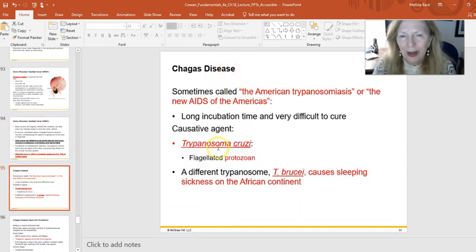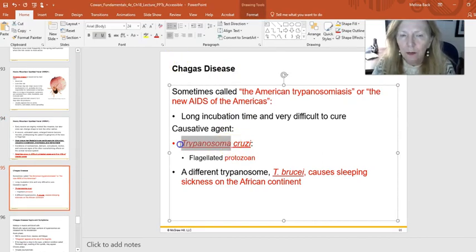Chagas disease, Chagas and African sleeping sickness, these are caused from the genus Trypanosoma. Trypanosoma is a protozoa. When we think about Chagas disease, this is often called the new AIDS of the Americas. This has a really long incubation time. It can be really difficult to cure and treat. It is from a protozoa.